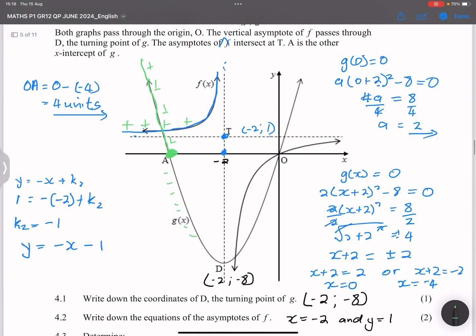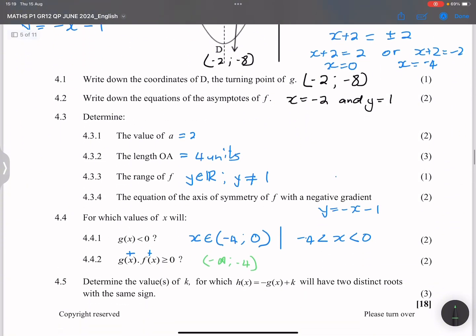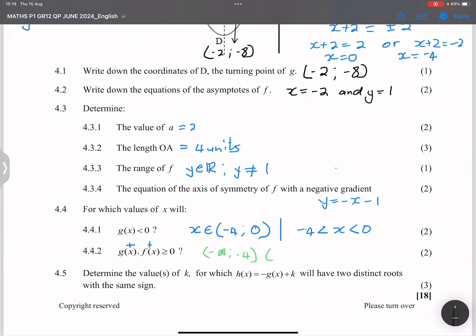But what's another place where the two graphs are both positive? I see that the one starts becoming negative all the way here, but so is our other graph. It is negative. We'll come back to that just now. But where do the two graphs become positive again? You'll see that from 0 all the way to infinity, both graphs are positive yet again, right? So we've got another solution at 0 to infinity.